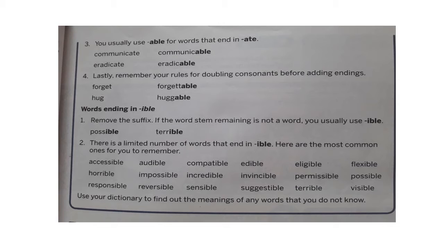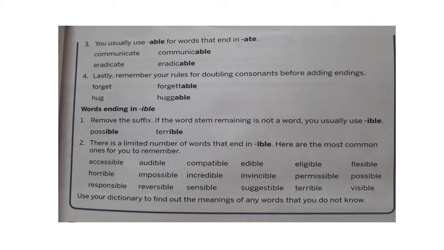4. Lastly, remember your rules for doubling consonants before adding endings. Forget, forgettable, double T. Hug, huggable. So the last letter is doubled.